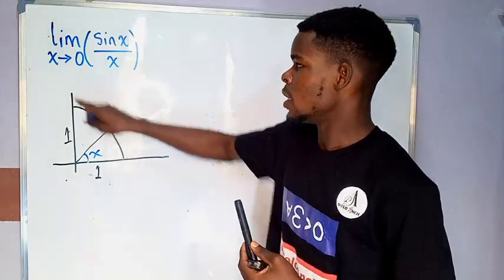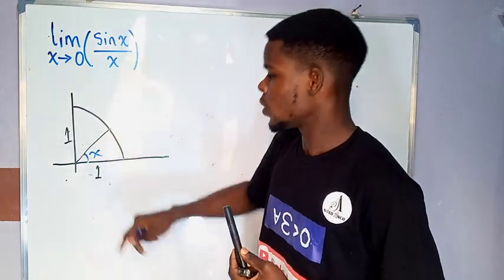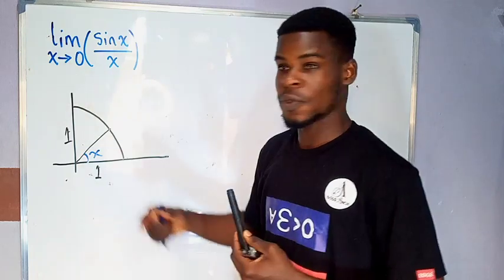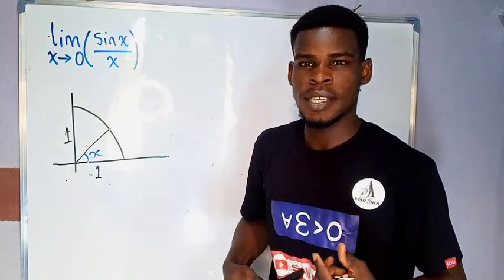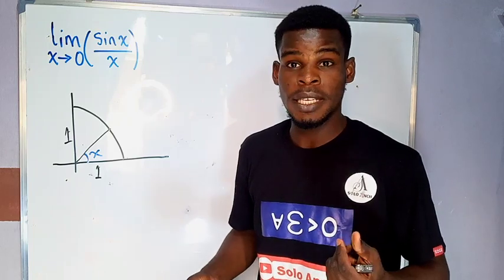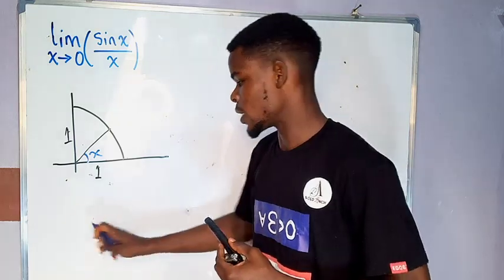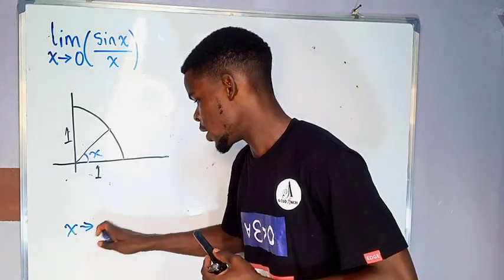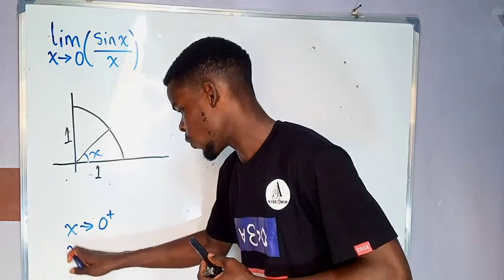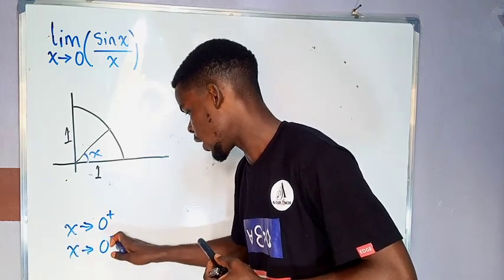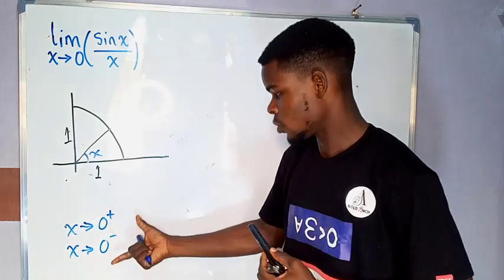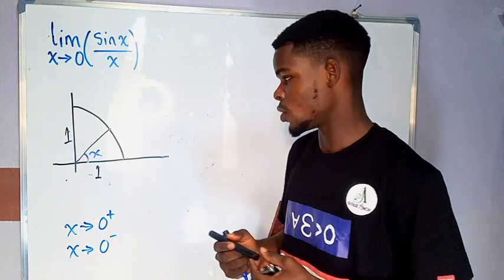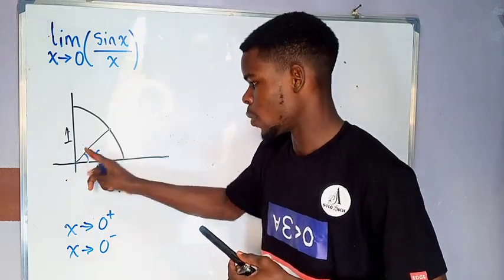The reason why that is so is because for the limit to exist, we should think about the left hand limit and then the right hand limit, okay? So as x approaches 0 from the right, is the result the same thing as when x approaches 0 from the left? So we want to compare that. We first of all start with when x approaches 0 from the right. So that means the angle will be positive, right?